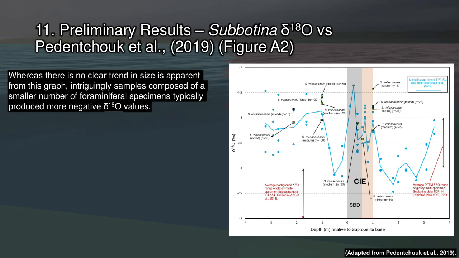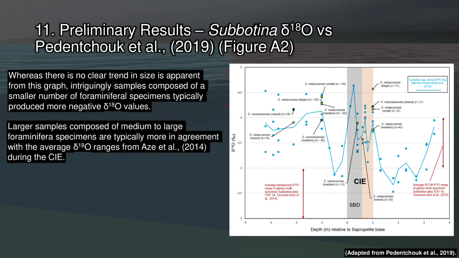However, we don't actually see much of a size factor, but we do see a trend where samples composed of a smaller number of individuals, say a sample with about 15 specimens, actually produce quite a bit more negative values than a typical sample of maybe 30 or 40, which was quite interesting to see. So maybe it has something to do with the amount of calcium carbonate that we're producing, perhaps.